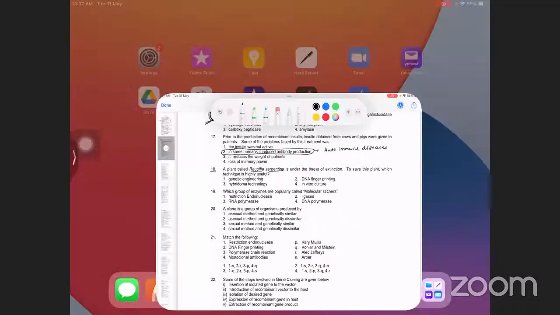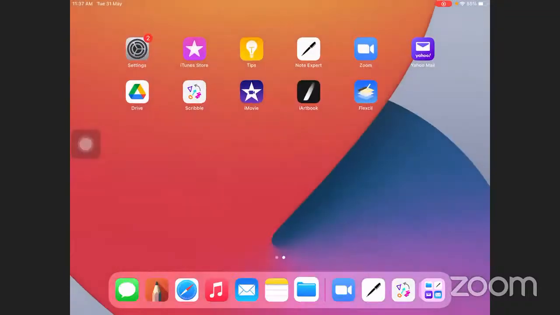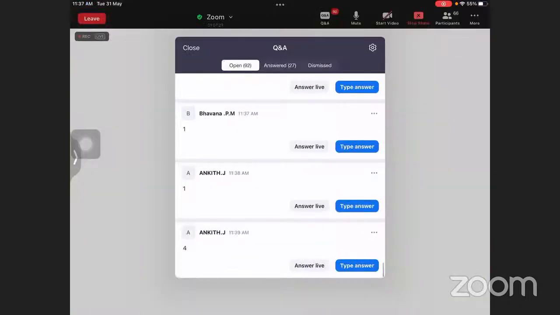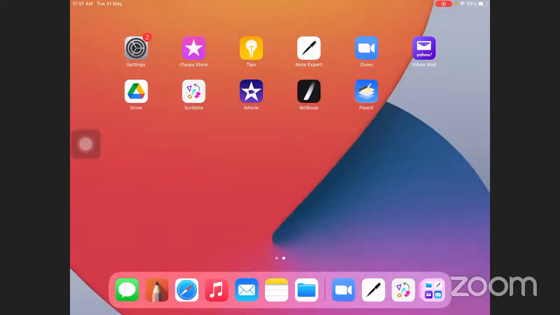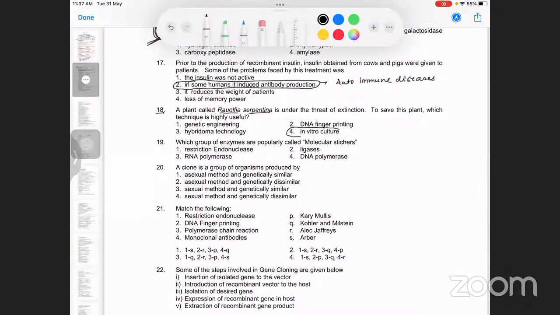Question number 18. It is Ankit. Yes, exactly. It is option 4, that is in vitro culture. So in vitro culture is nothing but, say, we can apply tissue culture in order to increase production of Rauwolfia serpentina, which is also called micropropagation.